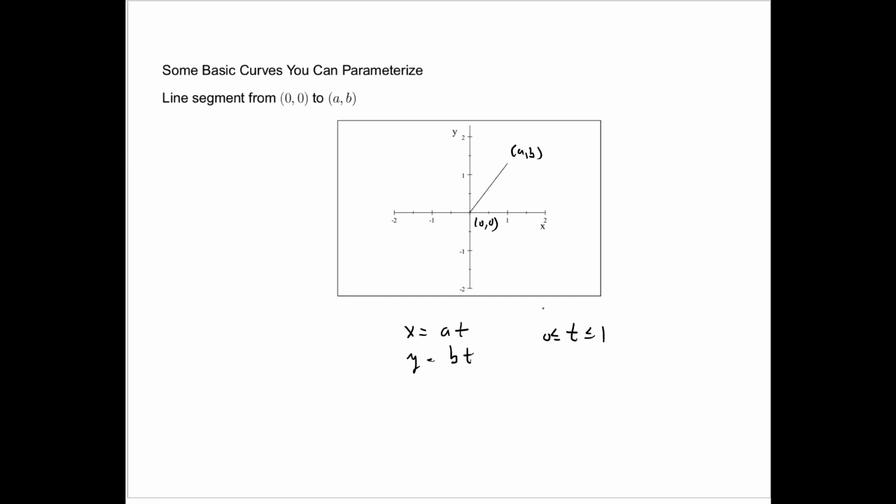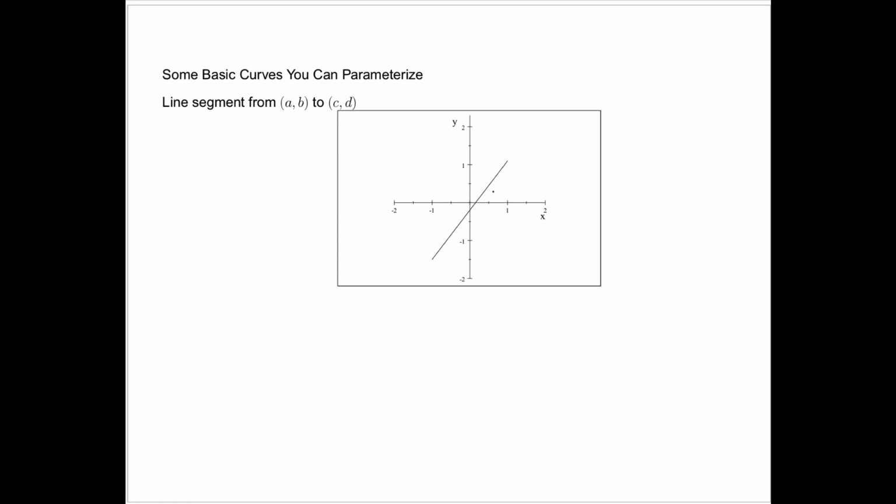You can see easily that when t equals 0, we're at the point (0, 0), which is the origin. This will be our beginning point. And when t equals 1, we're at the point (a, b), and it should be pretty clear that for any value of t in between the two, we're at a point somewhere on this line segment between the origin and the point (a, b). We can do a similar thing if we just want to parameterize any line segment.